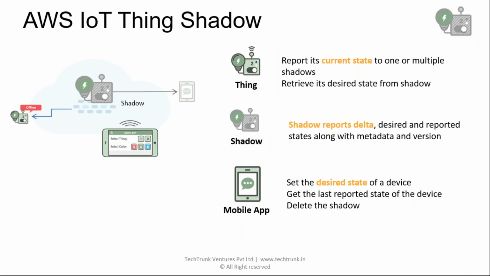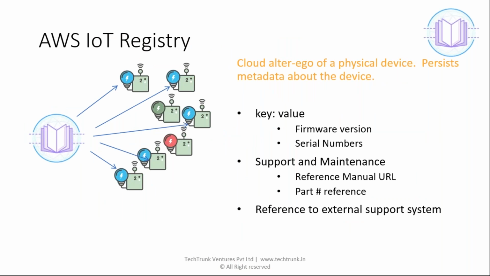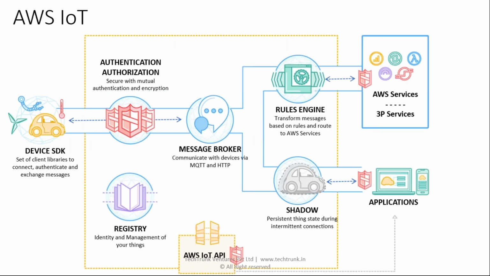Think shadow is something that helps us to keep the last current status and last desired status of the data. Registry helps us to keep the track of multiple devices of Amazon. And this is the final, again, the architecture of AWS IoT. So let me know again if you have any question to this architecture part, anything that you don't know, you want me to explain again.